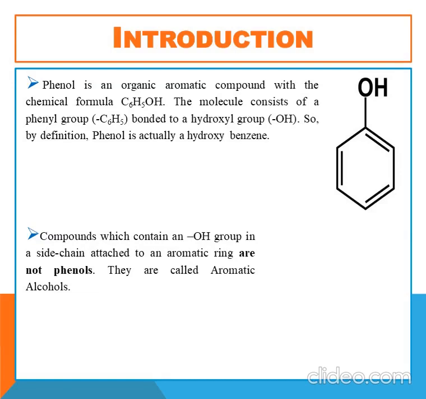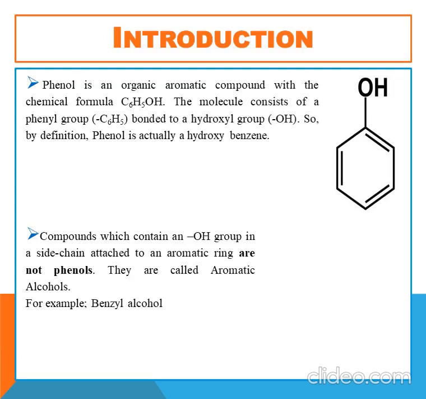Compounds which contain an OH group in a side chain attached to an aromatic ring are not phenols. They are called aromatic alcohols. So if the OH group is not directly attached to the phenyl ring, then it is not termed a phenol. These are called aromatic alcohols.